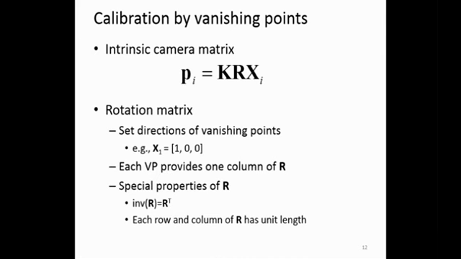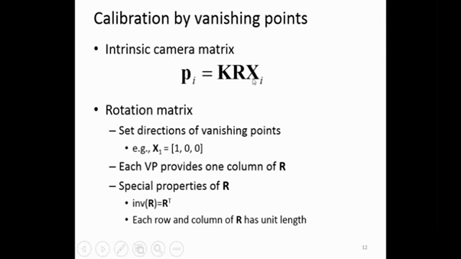So this one is really easy, by comparison anyway. Here we can just note that we find our first vanishing point, let's say a vanishing point in the x direction, and we set that X equal to 1, 0, 0, 0.